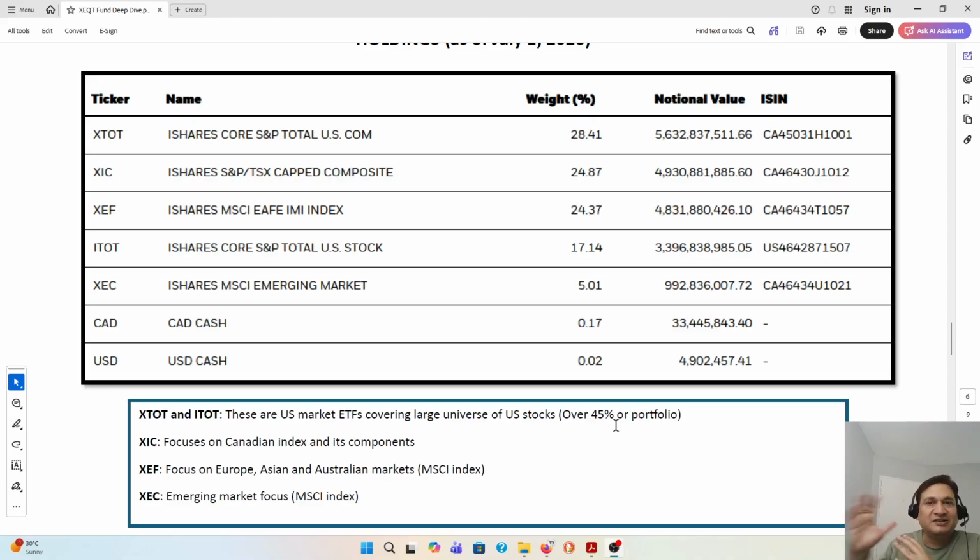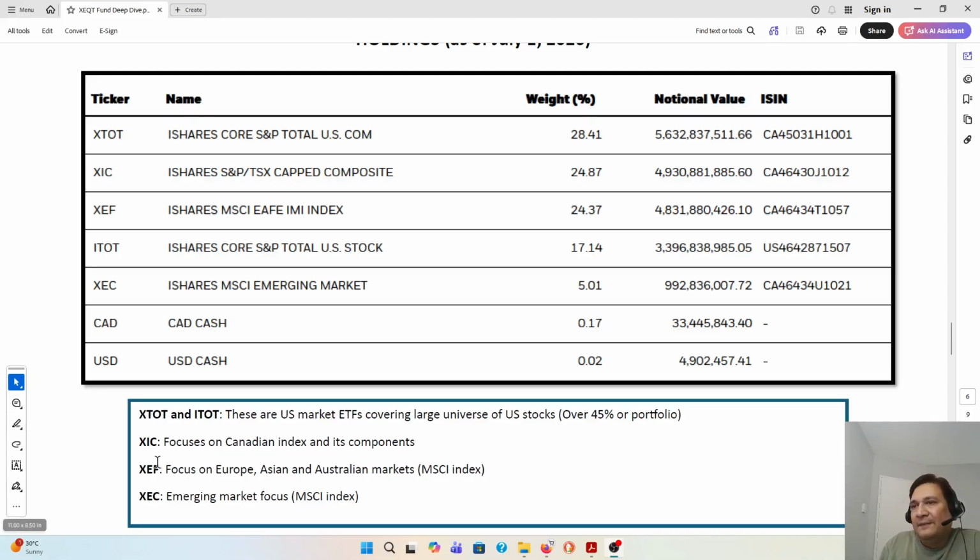Imagine that this itself is the whole portfolio. Your 45% is the US portion of your total portfolio, and then you have about 24% in Europe and Australia and all that, plus another 5% emerging markets, plus some cash. That's how this portfolio has been constructed, assuming this is the total portfolio. So there are two ways of looking at it. Either this could be a core part of your portfolio or the entire portfolio itself, or you could be using it as a component in your whole investing strategy.